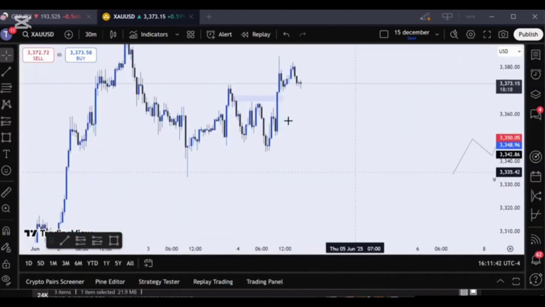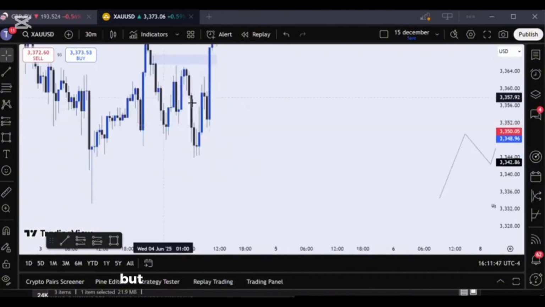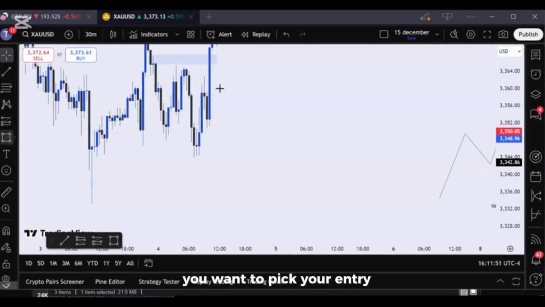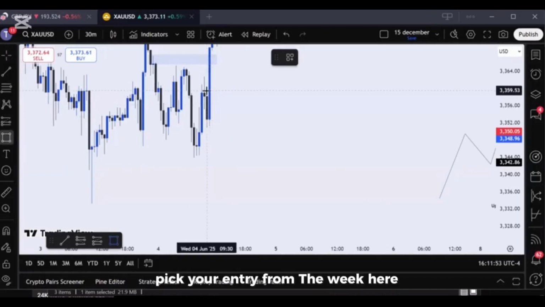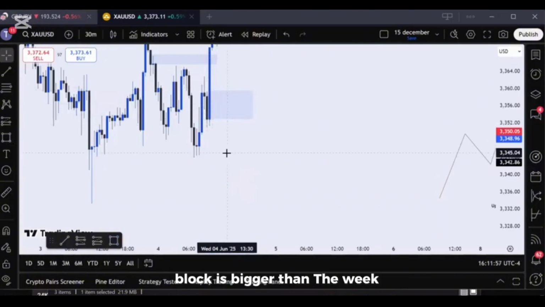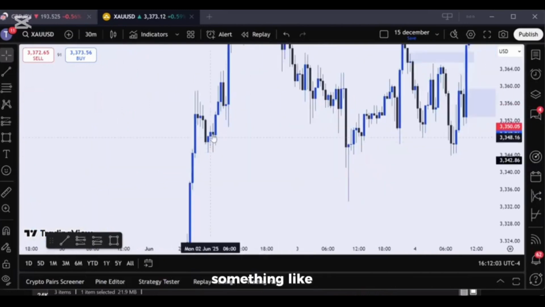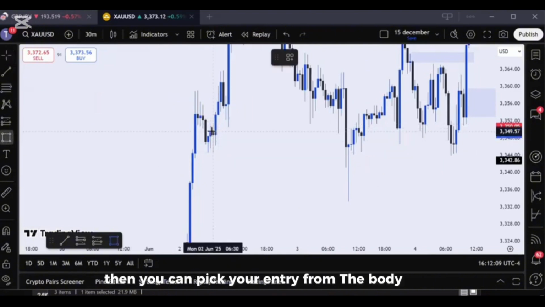Okay, this is an example now. This is an order block, and then there's a wick on the order block. Since the body of this order block is large and the wick is small, you pick your entry from the wick here, simply because the body of the order block is bigger than the wick on top of it. But if the wick of the order block is extremely long, something like this, this is the wick, and the body of the order block is tiny, then you pick your entry from the body of this order block here.